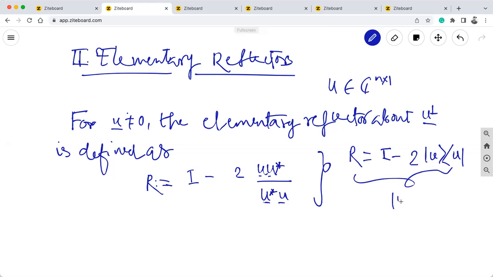Given u with norm equal to 1. Okay. This is the reflector. This is a very important operator in quantum.